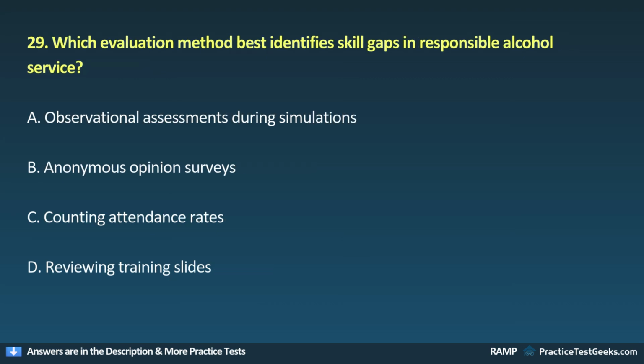29. Which evaluation method best identifies skill gaps in responsible alcohol service? A. Observational assessments during simulations. B. Anonymous opinion surveys. C. Counting attendance rates. D. Reviewing training slides.